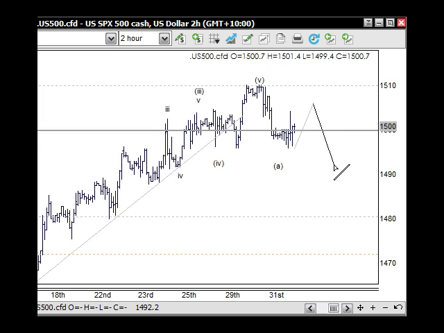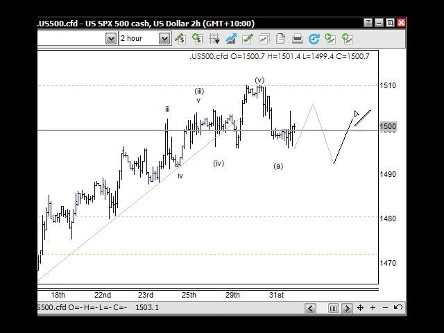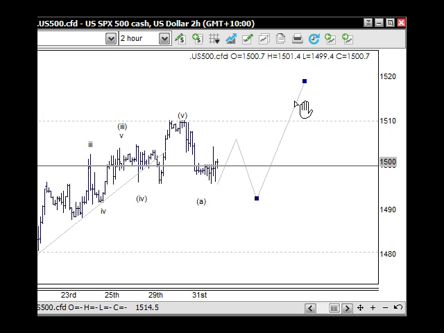But look, we're looking for a three-wave correction like this. Once that's completed, then we'll see a move to the upside in 5 waves. Once those 5 waves are completed, however, we should see a larger correction occur. The normal thing is when you get to large levels like this, you get a reaction, you get smaller swings, and the swings just get larger and larger. So that's kind of what we're looking at.